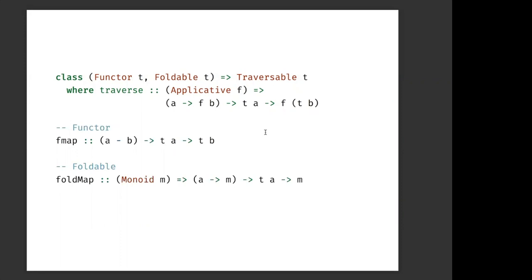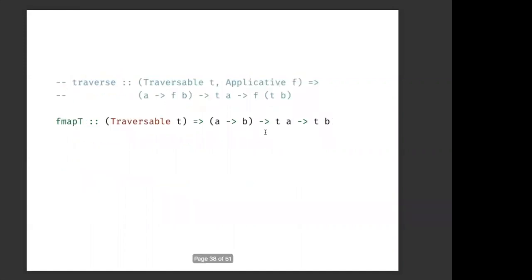And if the T is empty, then you get back the empty value associated with M. So if T was a list, then you basically map all of them into a monoid and then smash them all together. And these two look fairly different than traverse. Fmap sort of looks the same if you squint enough. Foldmap looks very different, but we're going to see that we can actually implement both fmap and foldmap in terms of traverse if we're clever enough.